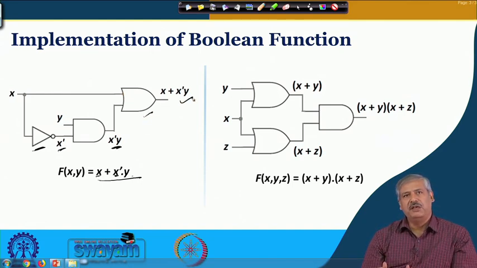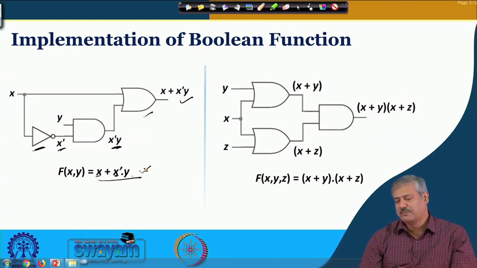So, every Boolean operation that we do in the Boolean expression has a corresponding logic gate. We convert it to that and we get the corresponding circuit made.